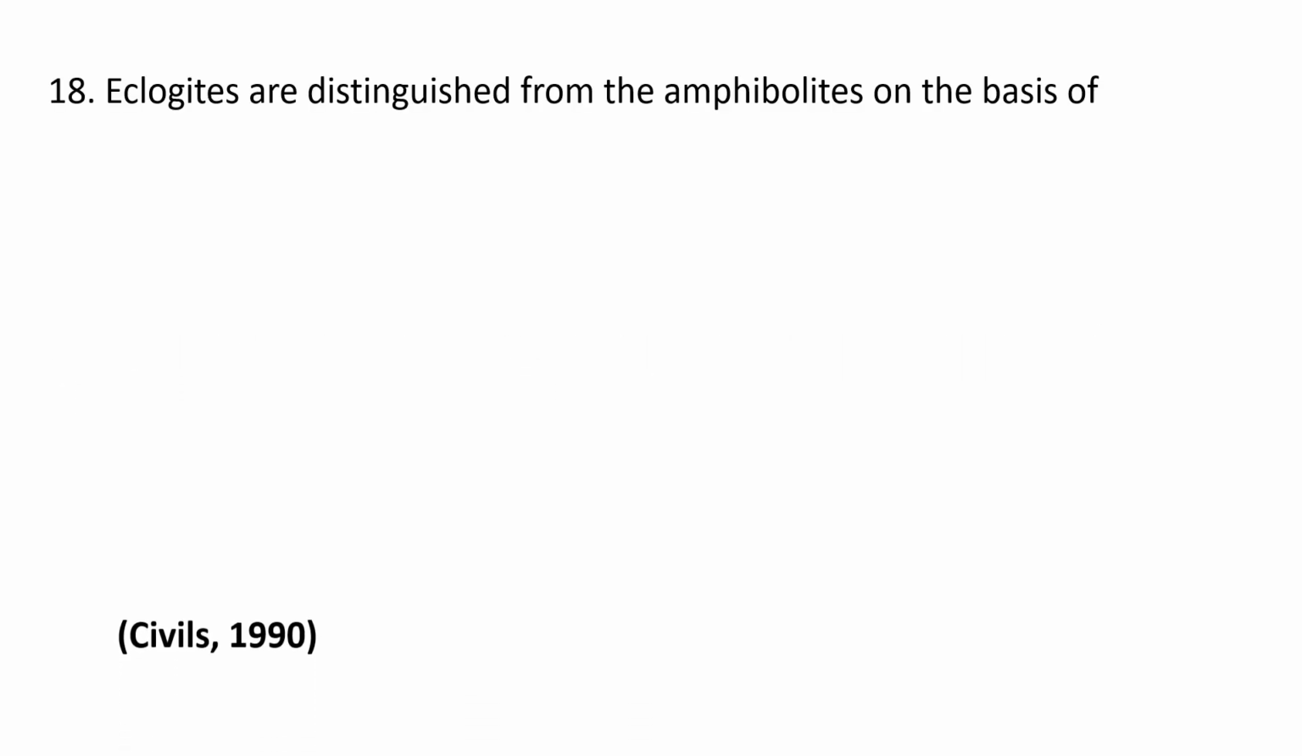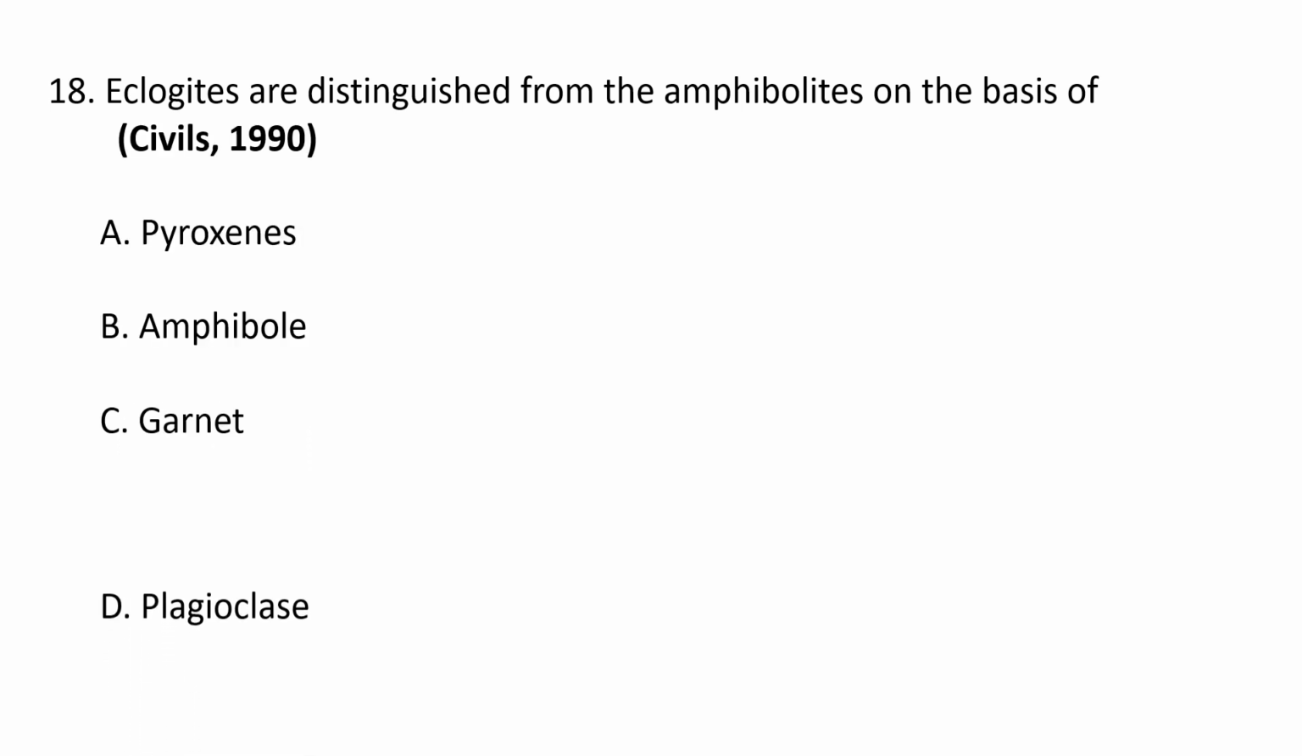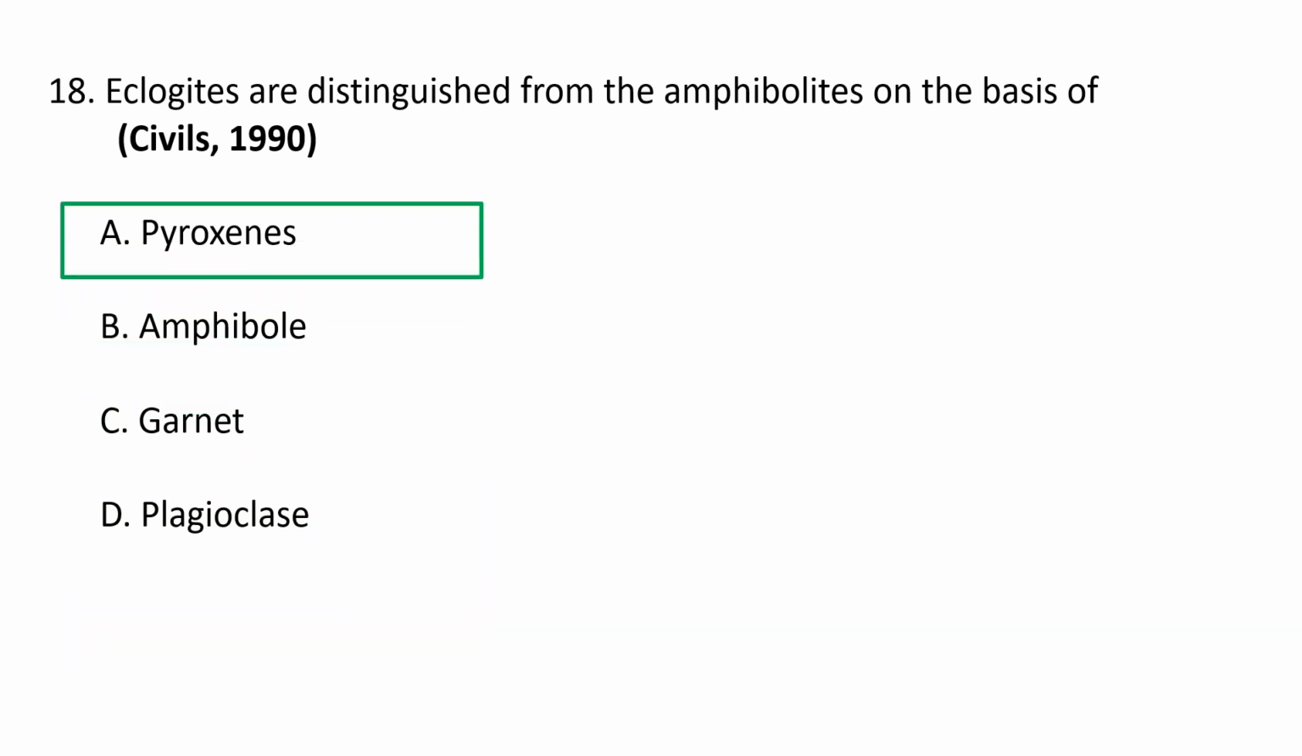Next question. Eclogites are distinguished from amphibolites on the basis of: A. Pyroxenes, B. Amphiboles, C. Garnet, D. Plagioclase. So this is important. Eclogites have a very characteristic feature due to the presence of pyroxenes, and they can be distinguished from amphibolites on the basis of these pyroxenes.